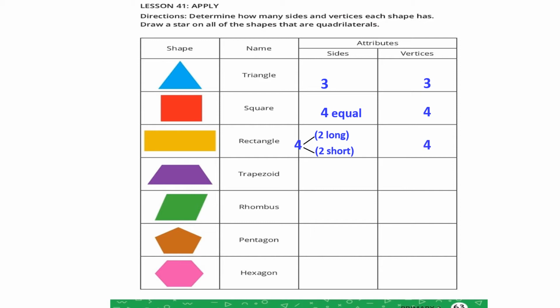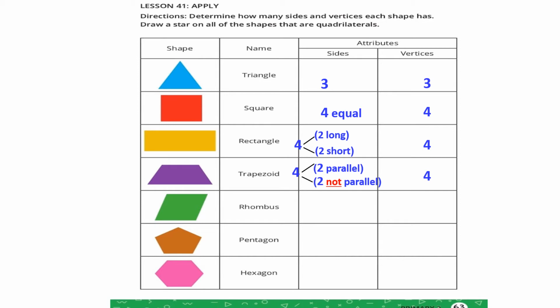Trapezoid. How many sides do you have? 4 sides. 2 are parallel and 2 are not parallel. And we said parallel means cannot meet. So we have 2 sides that can meet and 2 sides that cannot meet. How many vertices? 4 vertices.